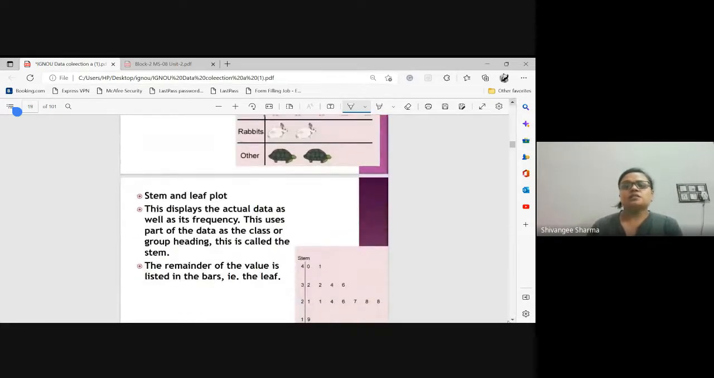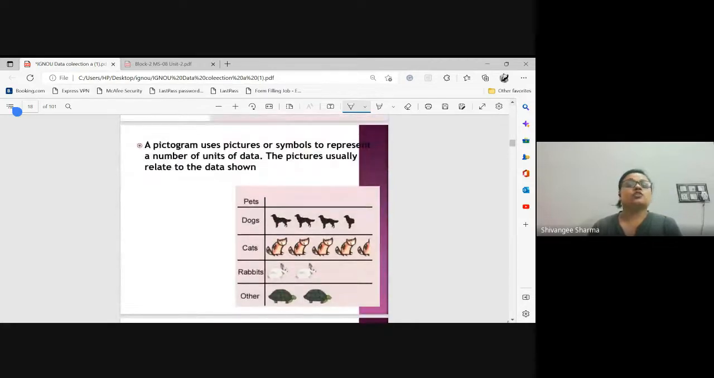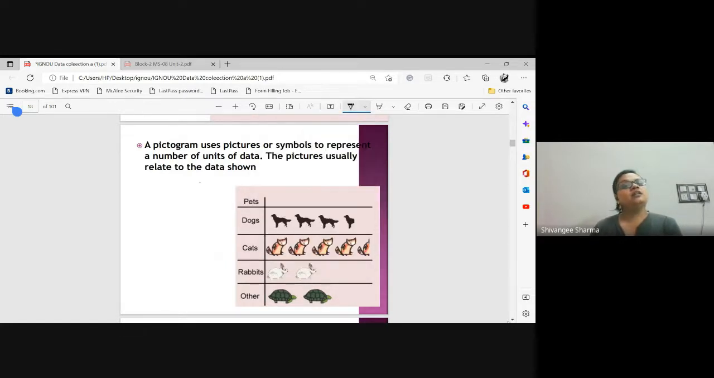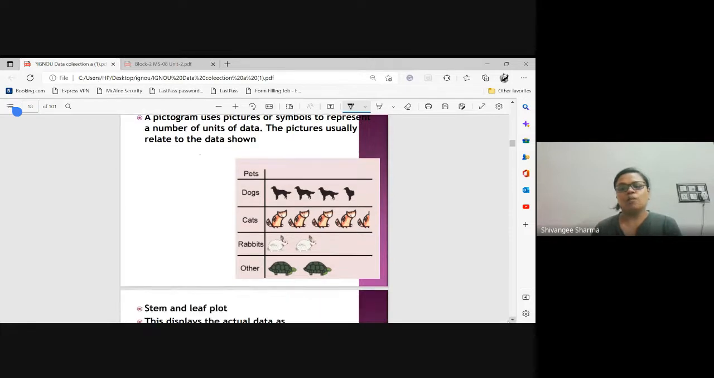Then comes the pictogram. Nowadays it is generally used to let primary students understand numbers. This is what it looks like. So it is four dogs, or three and a half dogs, or cats, then three and a half, like this. So this is what a pictogram basically represents, in the form of pictures.